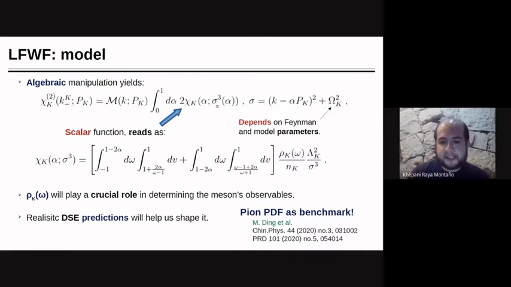In the denominator of these scalar functions, we will have something like k plus a mass-like term, and this mass-like term will carry the dependence on the Feynman parameters and the model parameters as well. The Nakanishi weight that we have over here will play a role in determining the meson's observables. And we will use the realistic Dyson-Schwinger equation predictions to model this object. In particular, we will use Minghui and Daniele's result on the pion PDF benchmark.